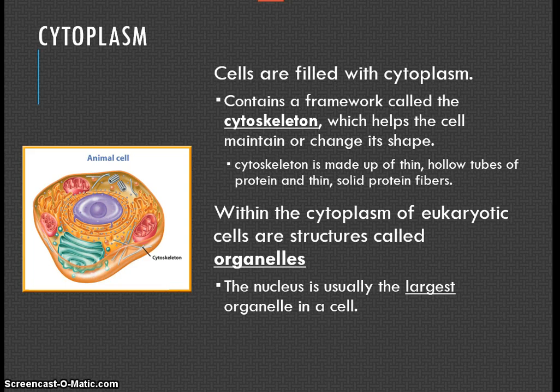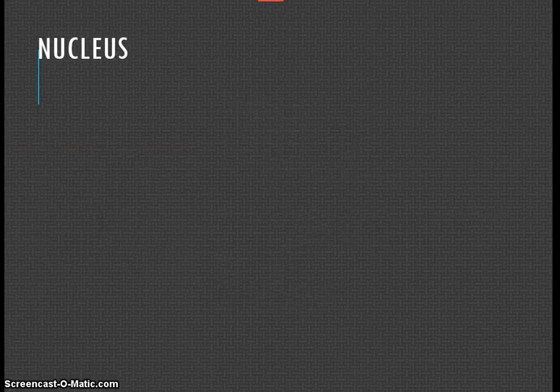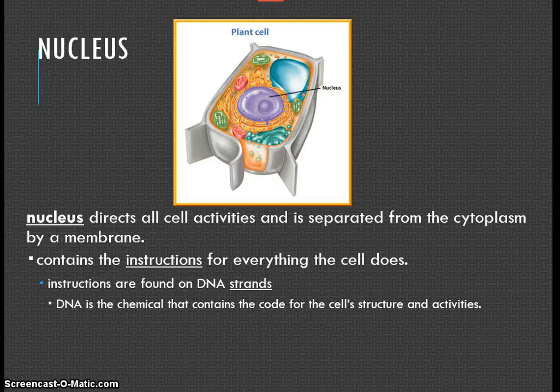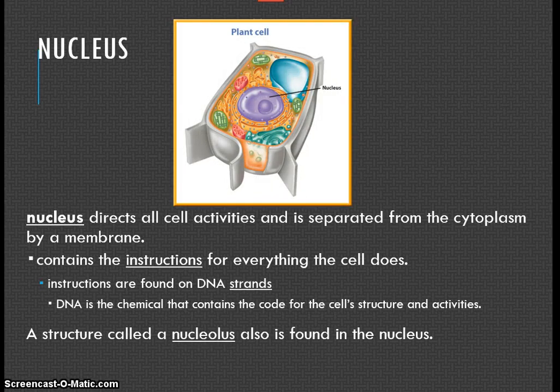Now, the largest organelle is usually the nucleus, which makes sense because the nucleus has a really important job. It directs all cell activities. And, like all the other organelles, it is separated from the cytoplasm by a membrane. Now, the nucleus contains instructions for everything the cell does. Those instructions are found on strands of DNA. DNA, that's the chemical that contains the code of the cell's structure and activities. Inside the nucleus is another tinier structure called a nucleolus.